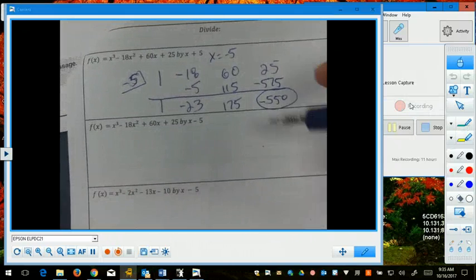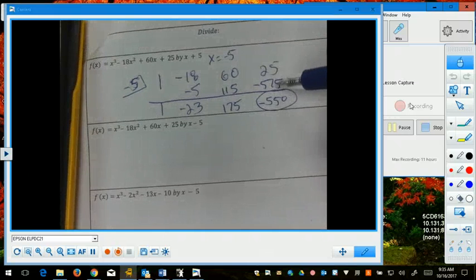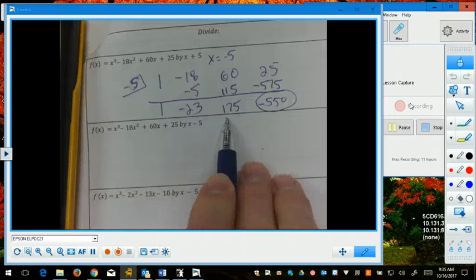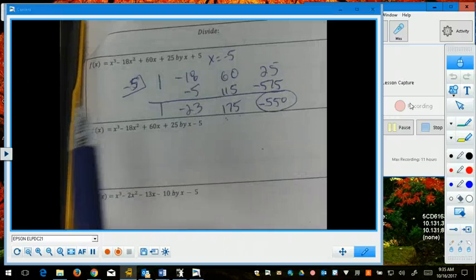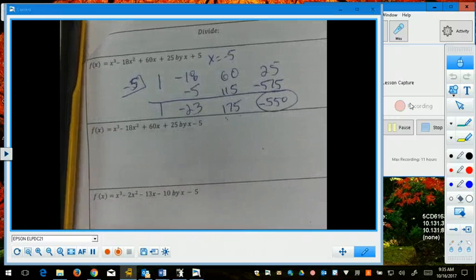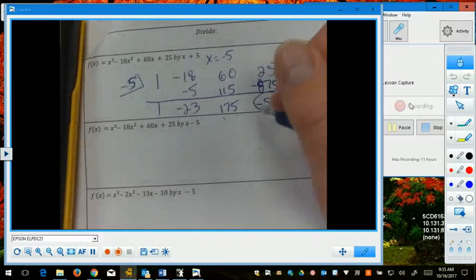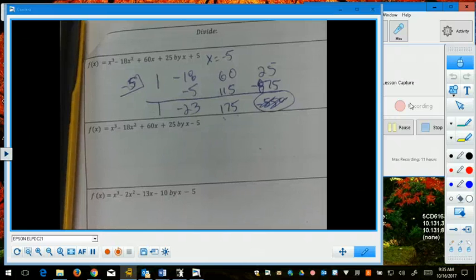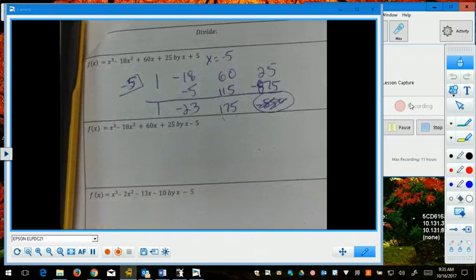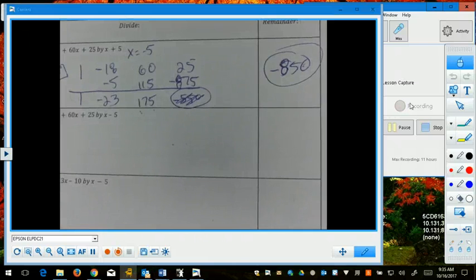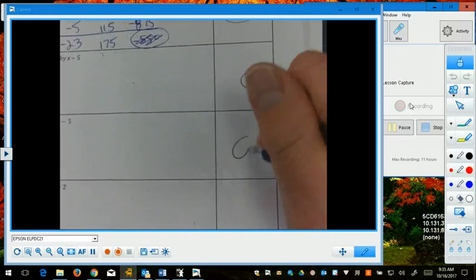Real quick for the record, what did I do? 175, right? That was right. Times negative 5. I multiplied wrong. This is negative 875, which actually gives us an answer of negative 850. That was my mistake. But guess what you should have gotten for all the rest of them? 0. They all got a remainder of 0.